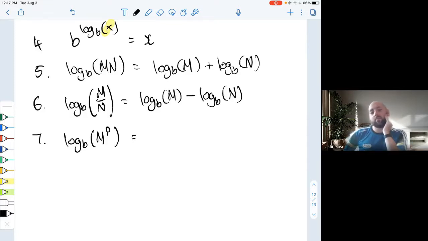Does anybody remember the rule that I'm about to write down? I'm just wondering how familiar you are with logs. Can anyone type in the chat if you know what's coming?